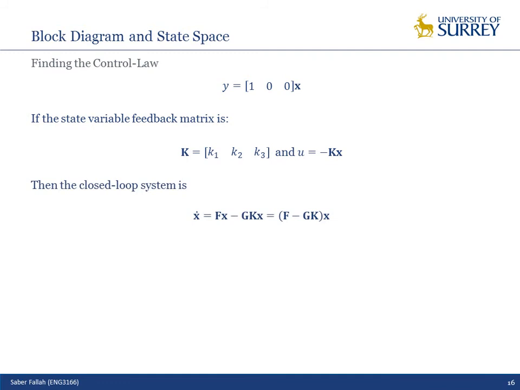x dot is Fx minus JKx. u is minus Kx, so I put u here. F minus JK x. So this is the new system, the controlled system. To find the proper K, I need to deal with the poles of this system. I build up the F minus JK, which will be in this format. If you multiply J by K and subtract from F, you will come up with this matrix.